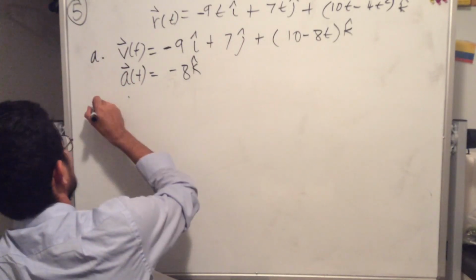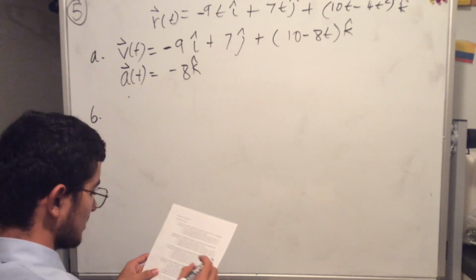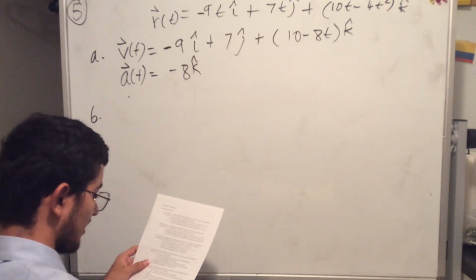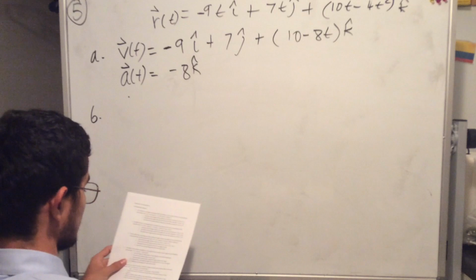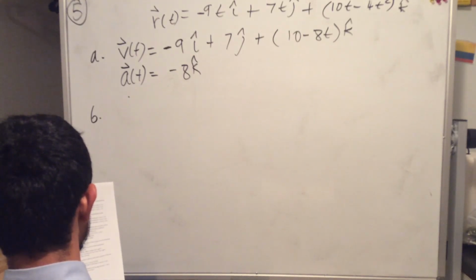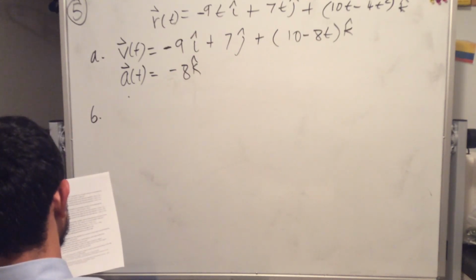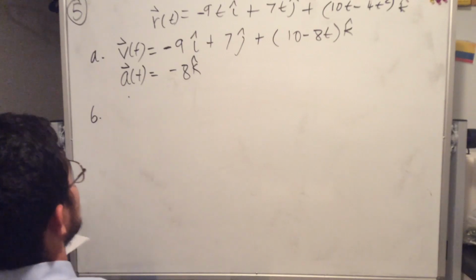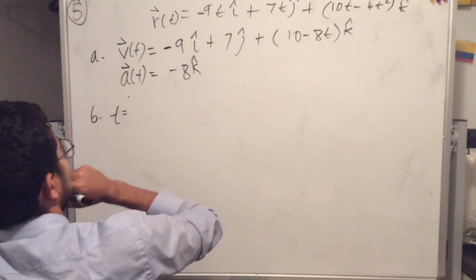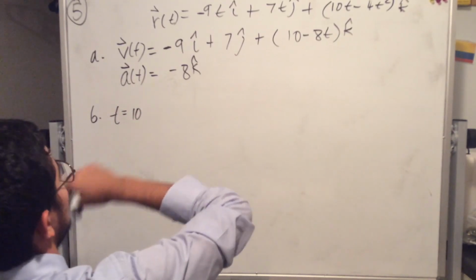And we're going to go ahead and do part B. We're going to find displacement, velocity, and acceleration of the bee at time t equals 10 seconds. So let's see what we could do here. We're just going to substitute the value of t by 10, so for 10 seconds.